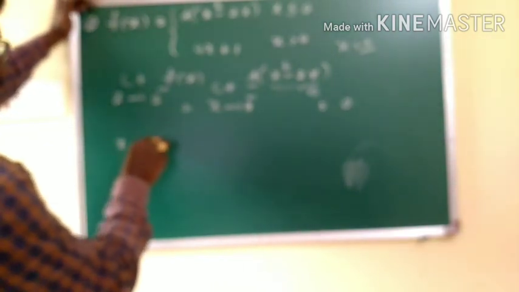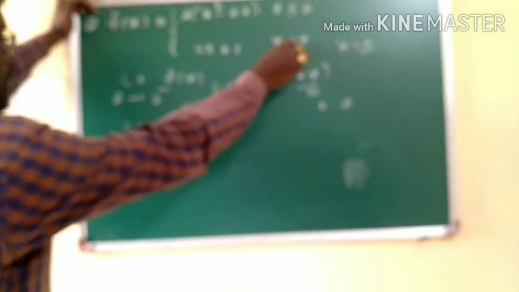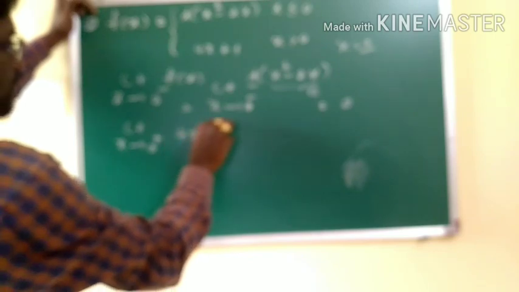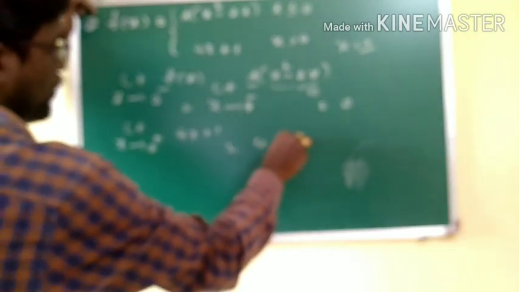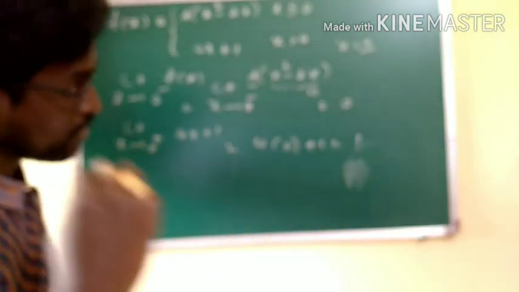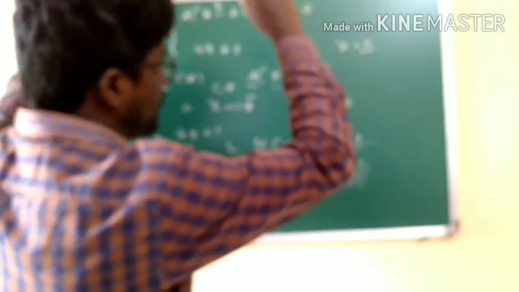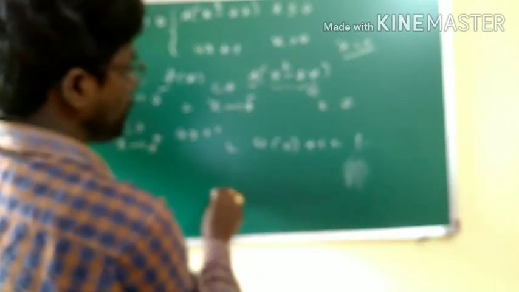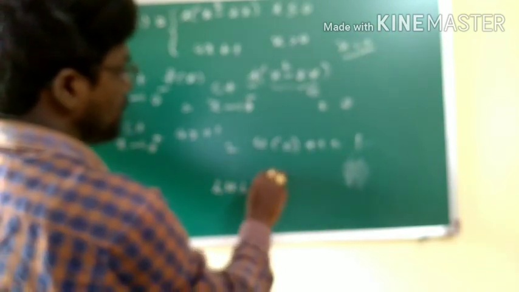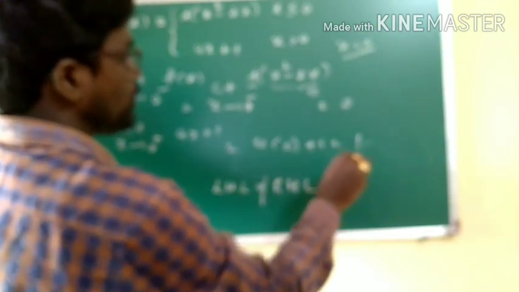And the right hand limit, x tends to 0 plus. For 0 plus, what is the function? 4x plus 1. So 4 into 0 plus 1 is equal to 1. The question says that the function is continuous at x equal to 0. But here we have got LHL not equal to RHL.